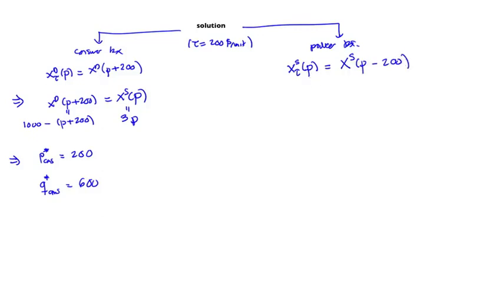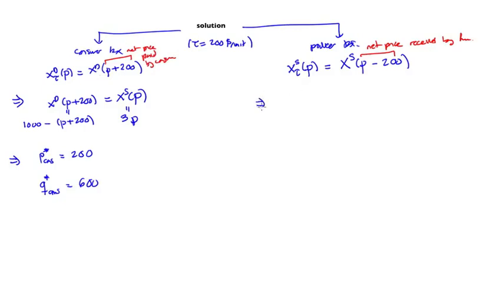Well, the key intuition is this. If this is the market price, P minus 200 is the net price received by the firm, which at the end of the day is the only thing that the firm cares about. In this particular case, this was the net price paid by the consumer, which again is the total price, what the consumer cares about.